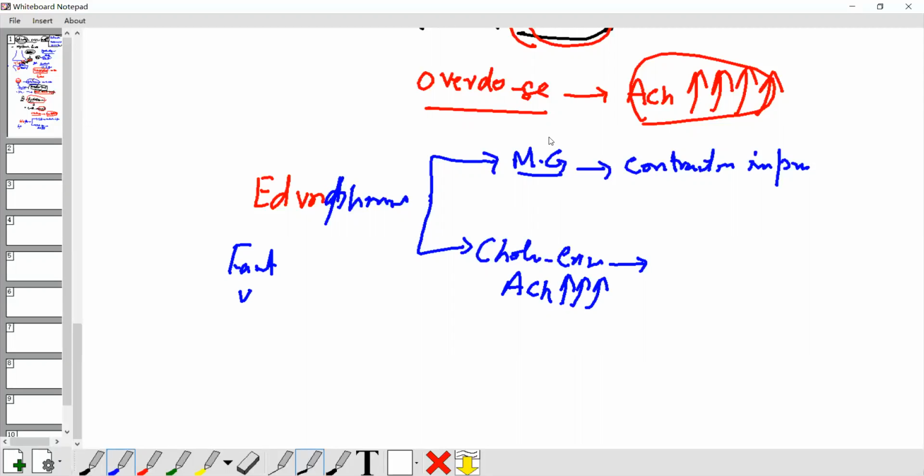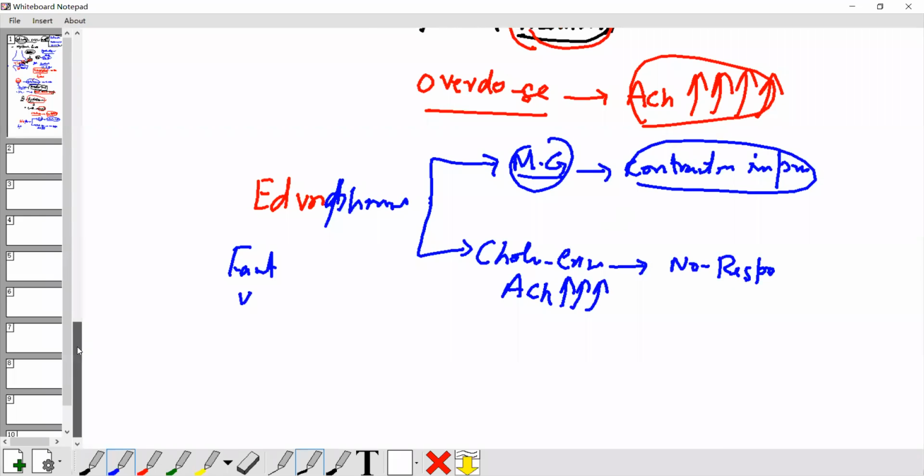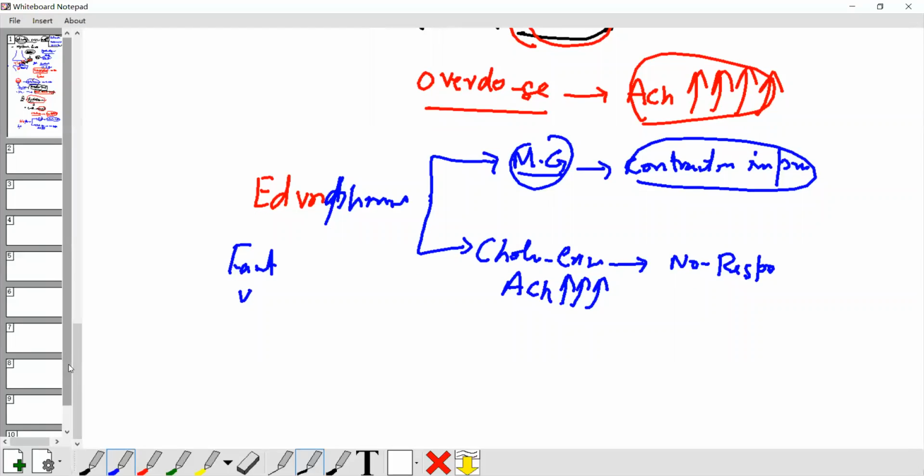So that is the difference between myasthenia gravis and cholinergic crisis. If you use Hydrophonium in a myasthenia gravis patient, the contraction will improve. If the patient has cholinergic crisis, there is no response to Hydrophonium. The patient still has weakness. Then there is no need to use pyridostigmine again. If the patient suffers from cholinergic crisis, there is no need to use a cholinergic agonist drug again. Here we need another drug to decrease the acetylcholine.